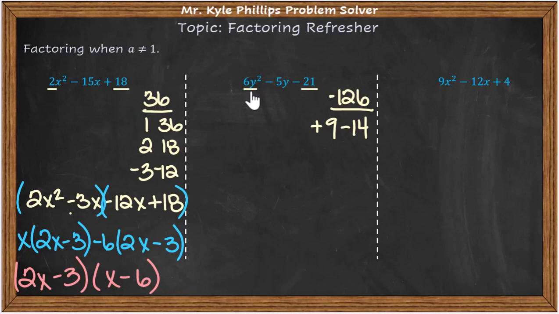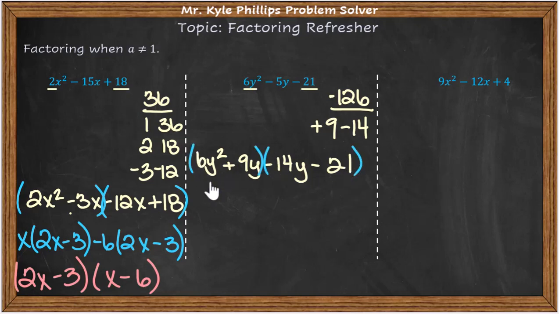So what I have now is 6y squared plus 9y minus 14y minus 21. Remember, I have not changed the value of what's in blue. 9 minus 14 is negative 5. So I'm still working with the same thing. What is convenient about this method is now I can do factor by grouping.